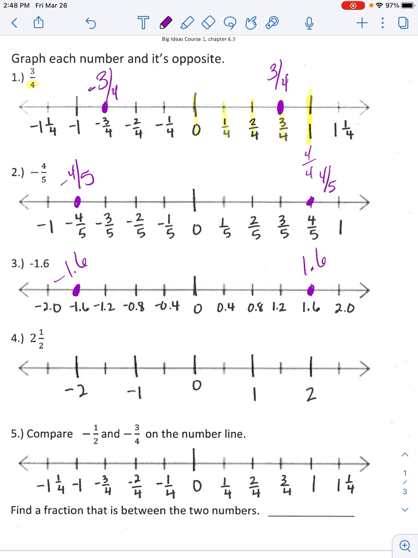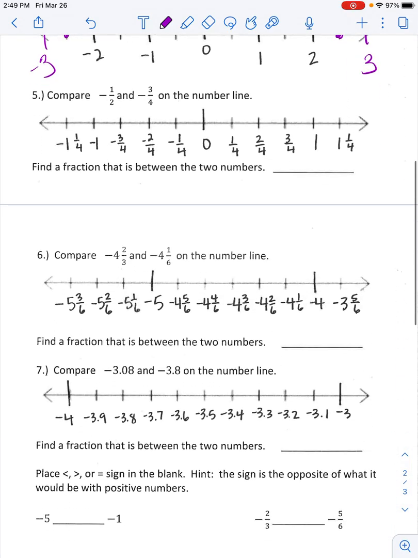Number 4 is 2 and 1/2. I see 1, I see 2. In between 2 and 3 would be 2 1/2, and the opposite would be a -2 and 1/2.